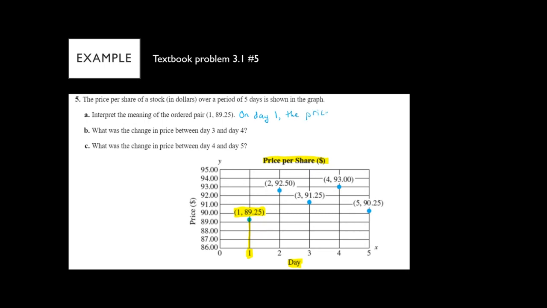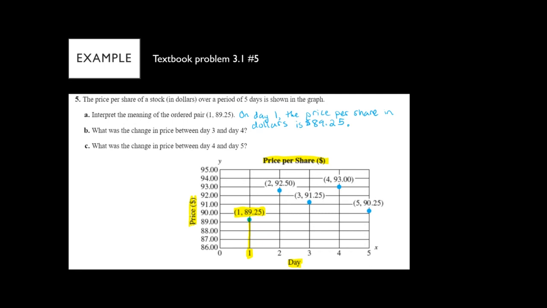The price per share in dollars. And then I want the y value. So the y value is 89.25, and those units, that's the price. So that's, I mean, our label, our title is telling us what it is. So the price per share in dollars is $89.25. That is the meaning of the ordered pair.